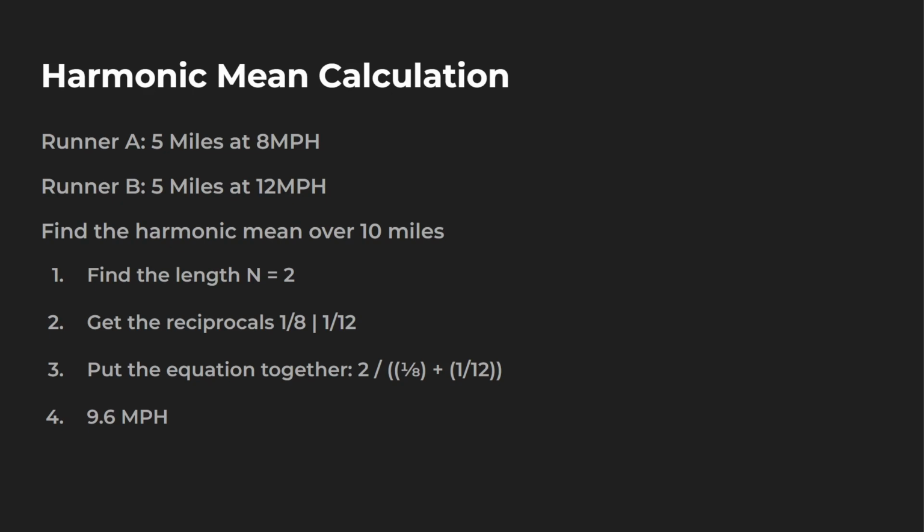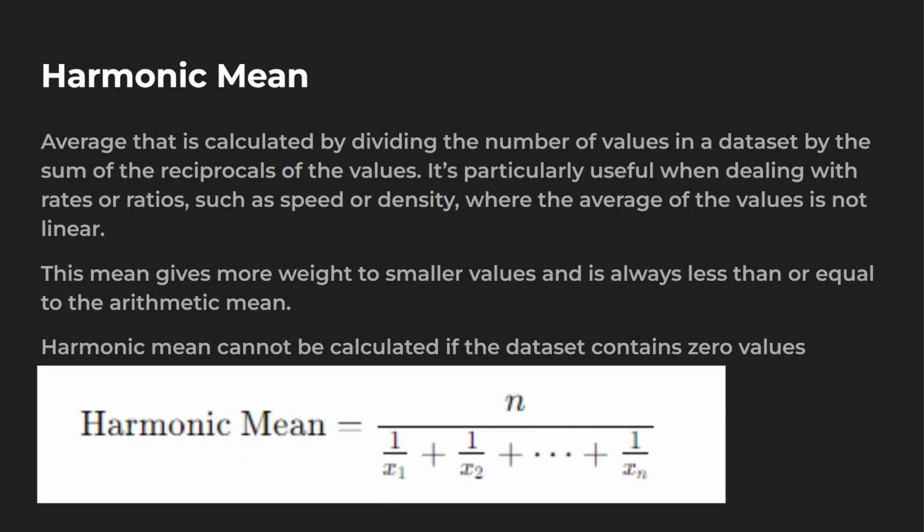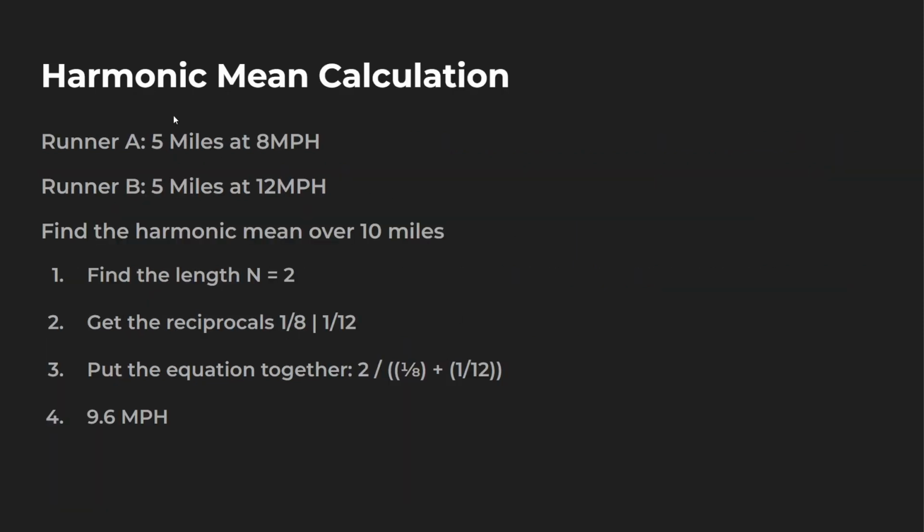So first we need to find the length, which if you go back to this formula is the n at the very top, right? That's the length. So there's two runners. So we now have n equals 2.